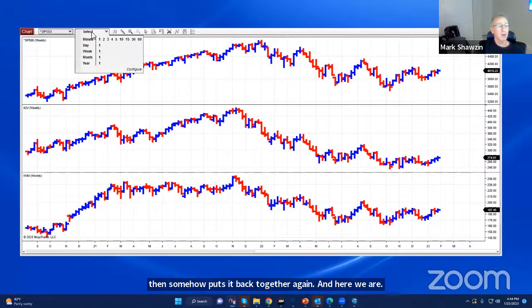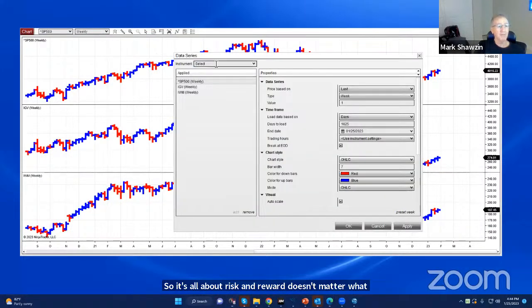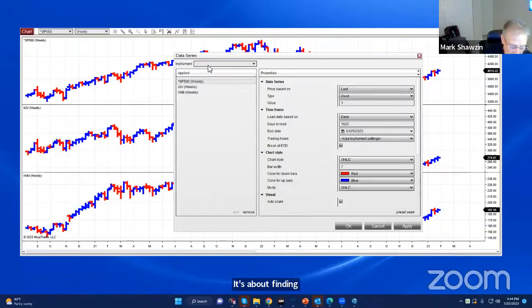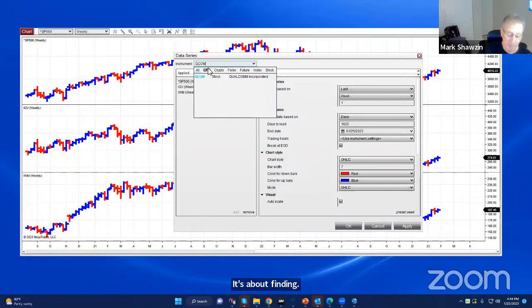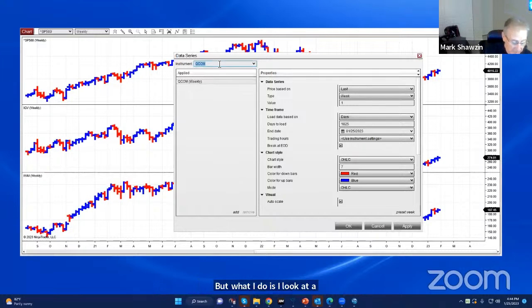So it's all about risk and reward. Doesn't matter what the indexes are doing. It's about finding certain ideas where you can understand, and maybe understanding is an arrogant thing to say in trading. The minute you think you understand something, it'll always go the other way. But what I do is I look at a combination of the price patterns and the price action.